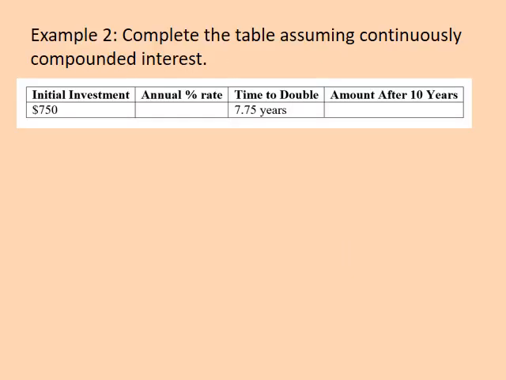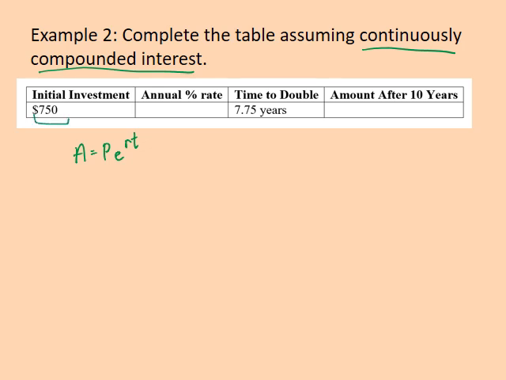Example 2 asks us to complete the table assuming continuous compound interest. So since it's assuming continuous compound interest, we must use the PERT equation. So A equals P E to the RT. Now they gave us a couple pieces of information.